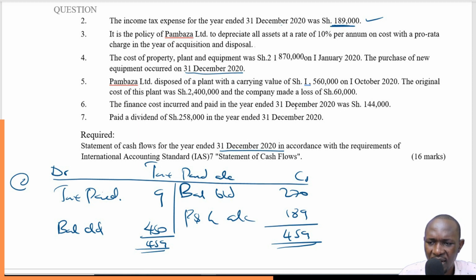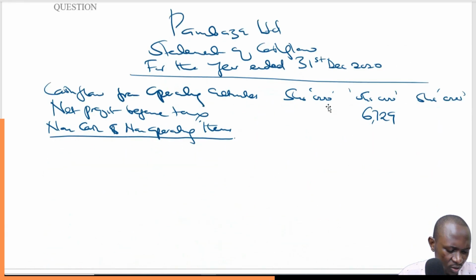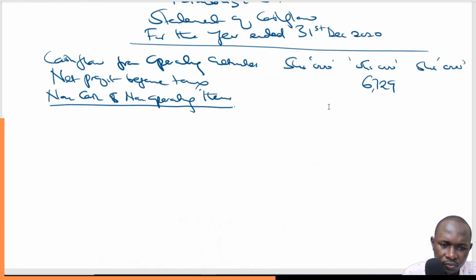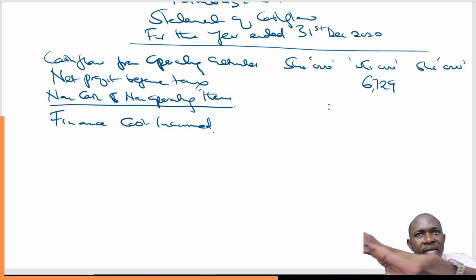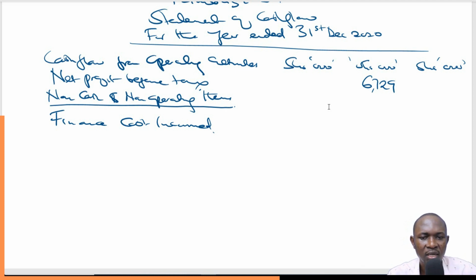Finance cost incurred 144. Finance cost incurred is 144. Now, finance cost, remember this one we had paid. So we are just returning it back. This one is a non-operating item. It's really not supposed to be here. According to the format, it will come a little bit later. So that's why we are simply negating it, but we'll remove it at the rightful time.